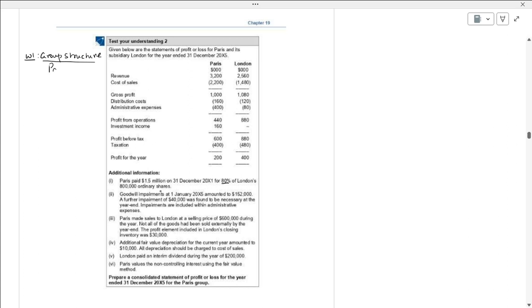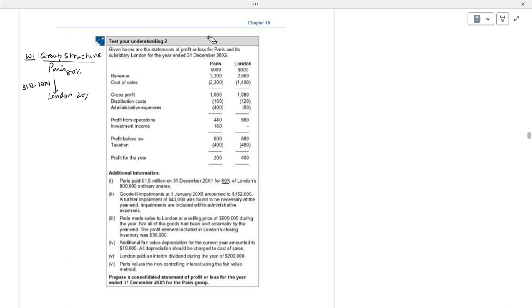Paris and London. It is 80% and 20%. They acquired it on 31st December 2000. Fine, this is over.